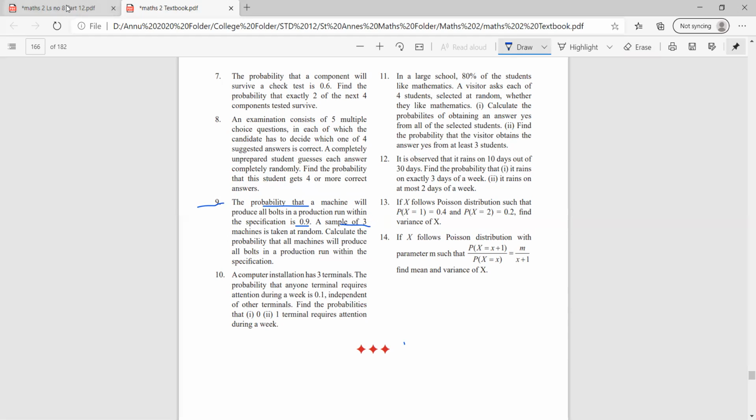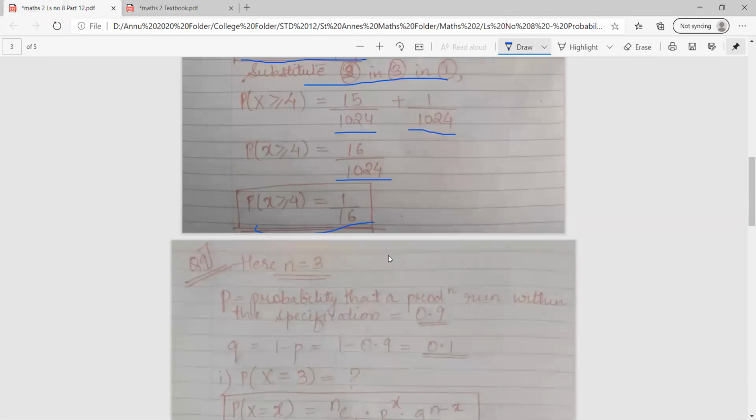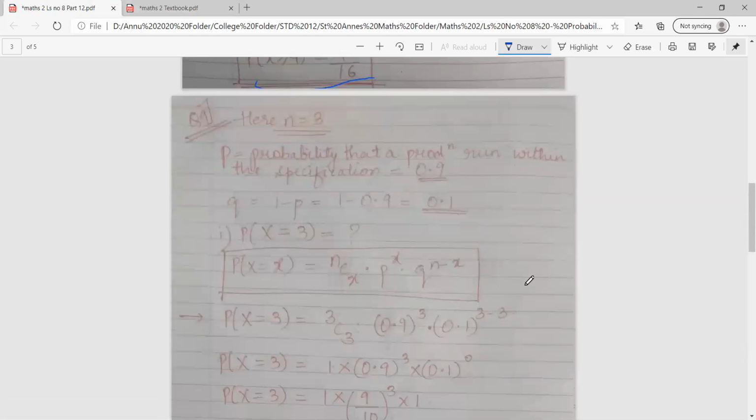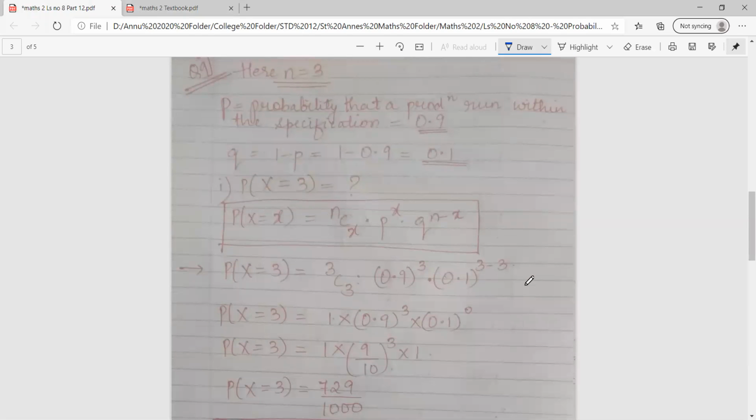3. So again, no average, no parameter m specified, no Poisson word specified, no e raised to minus m value given. So this is the sum based on binomial. For binomial, we require 3 alphabets. So here n is equal to 3. Probability that a production run is within the specification is 0.9. This is also given in the question.